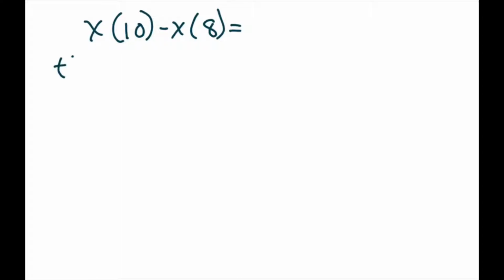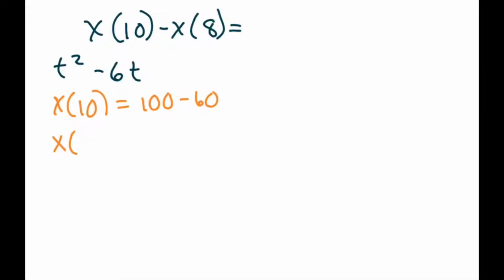All you do is you take x, since we're going from 8 to 10 here, x of 10 minus x of 8. When you do that, you plug into t squared minus 6t. We're going to plug in 10. So x of 10 equals 100 minus 60. And then x of 8 is going to be 64 minus 48.